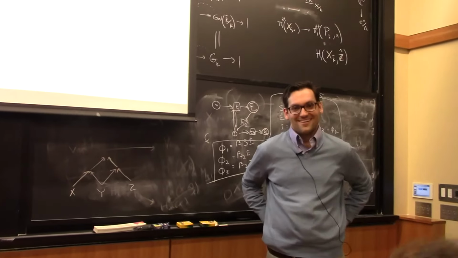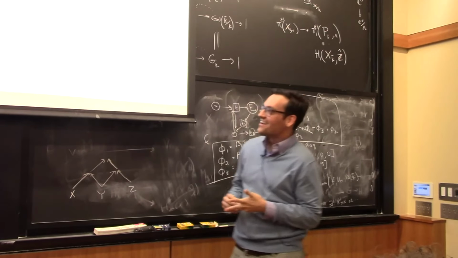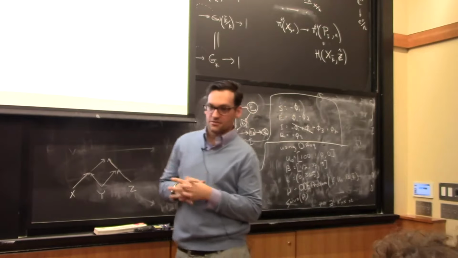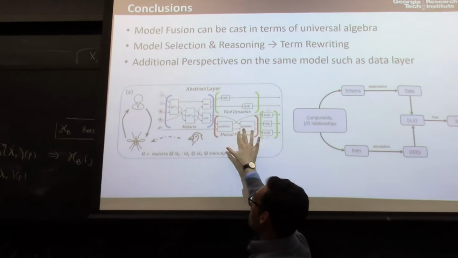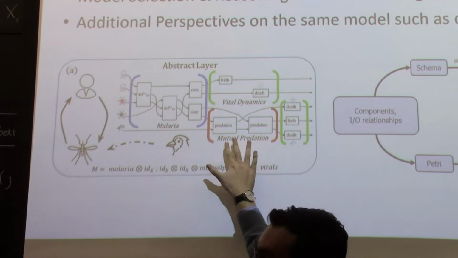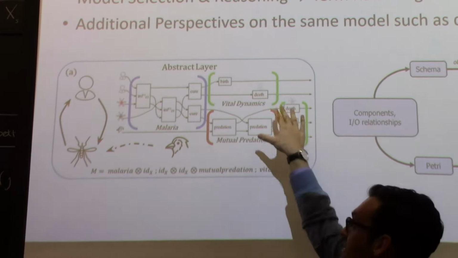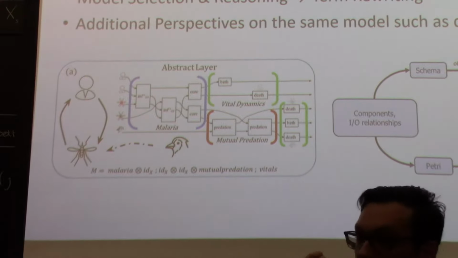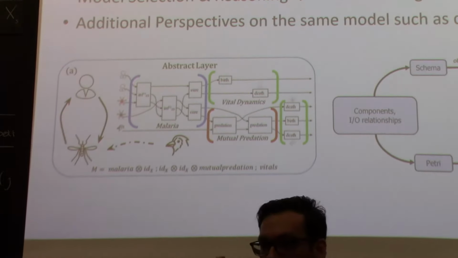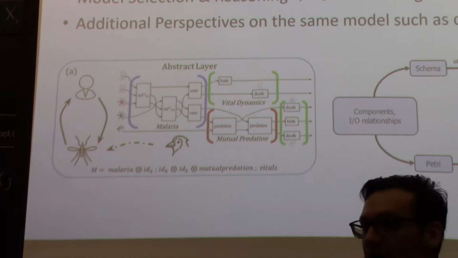David: So, can you just explain these colored boxes? Yeah, they're the subsystems. These boxes correspond to the malaria subsystem, and they're being glued to this mutual predation subsystem, which is being glued to the vital dynamics subsystem. And the arrows that are coming out that side, do they come back in somehow?